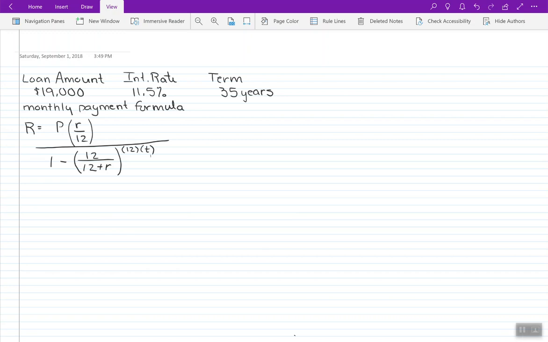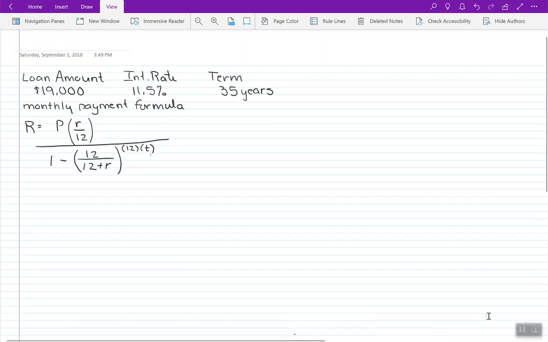To compute the monthly payment, you're going to need the monthly payment formula, and it's not hard. You're going to be given the formula and you're going to plug in your numbers. The hard part, I think, is understanding how to use your calculator. So if I start this problem out, the P value is the 19,000.